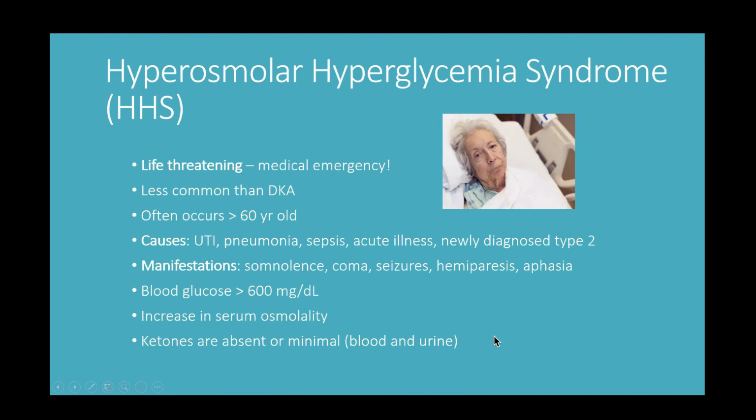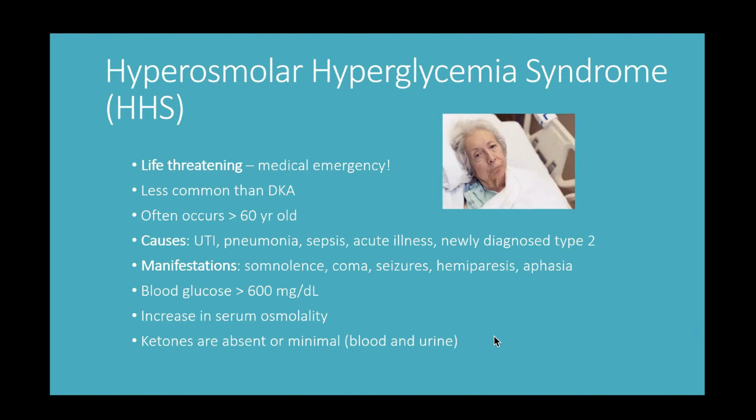So hyperosmolar hyperglycemia syndrome, HHS, we actually see this more often in patients with type 2 and more often in patients who are older than in patients that are younger or type 1. So it's less common than DKA. It is a life-threatening medical emergency similar to DKA. The main difference here is that they have a significant increase in their serum osmolality. The blood glucose levels are much higher, but their ketones are normal, not elevated.